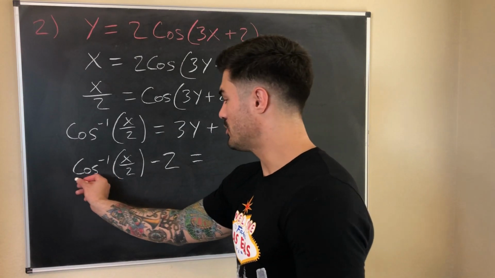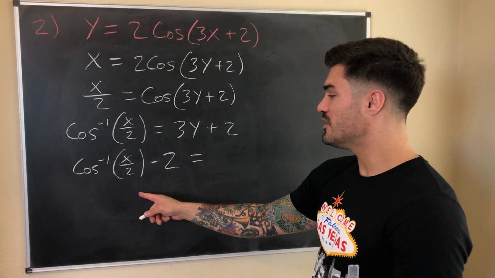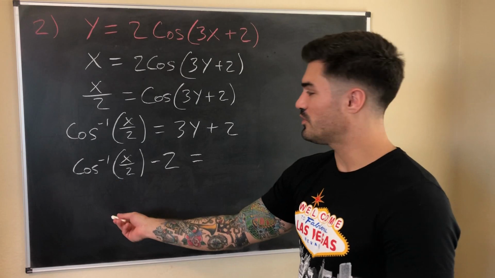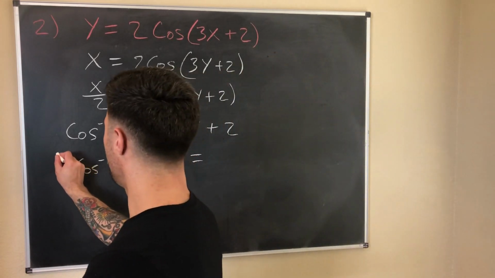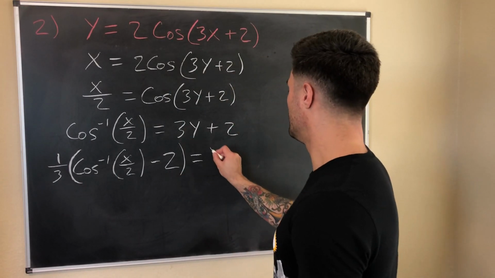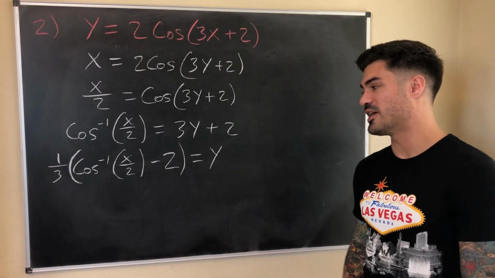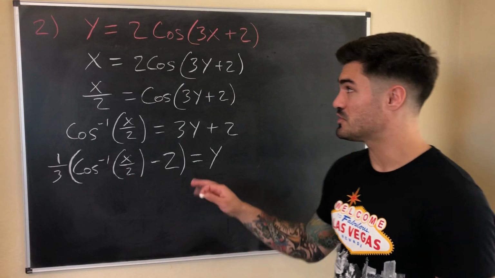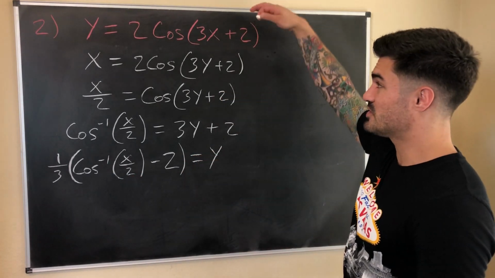So what I can do is put a big bar here and put all of this over 3. I can write each one individually over 3. I may just write a 1/3 out in front and put parentheses. I think that's what I'll do here, just to save a little room down here. So this is our final inverse function. This is the inverse function of this original function.